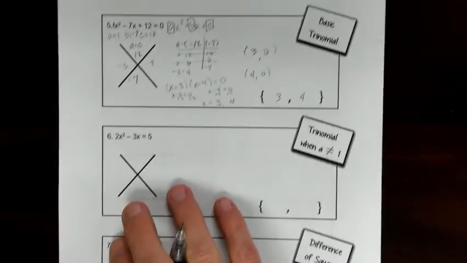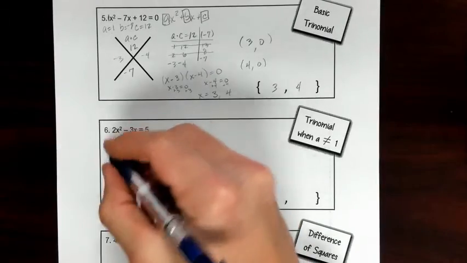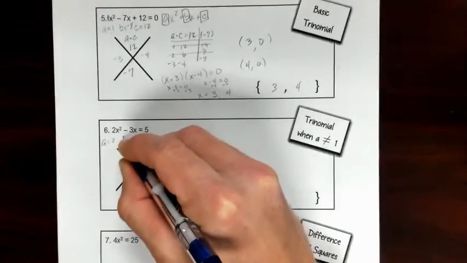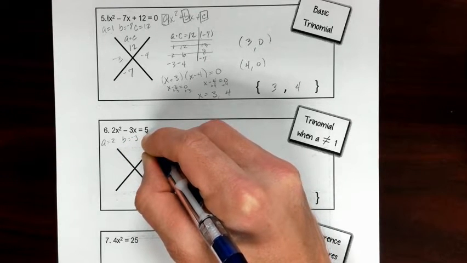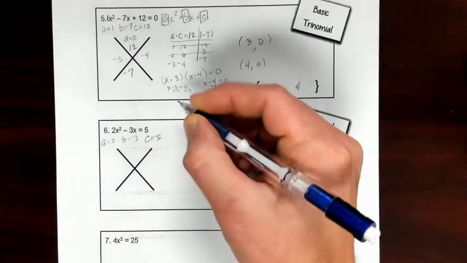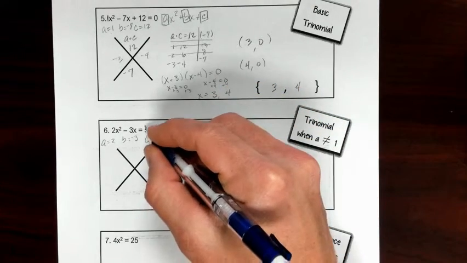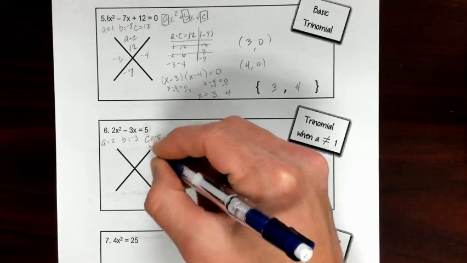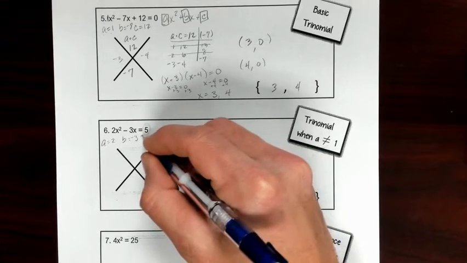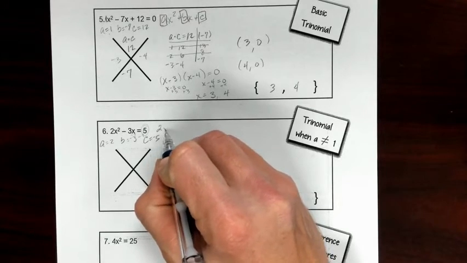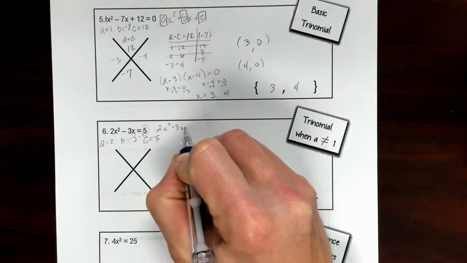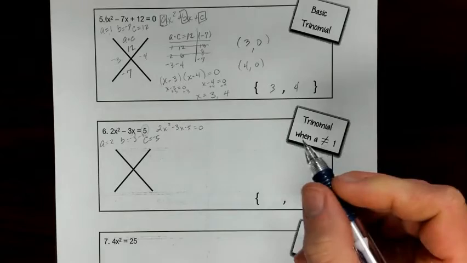Alright, moving on to number 6. Number 6, I have a 2 for my a value. I have a negative 3 for my b value. And then my c is going to be negative 5. Now, how did I get that? Once again, I need to get this equal to 0. So you need to move that. So I'm going to subtract 5 on both sides to move it to this side. So my quadratic is 2x squared minus 3x minus 5 equals 0.